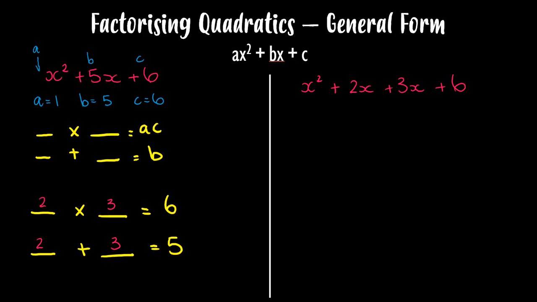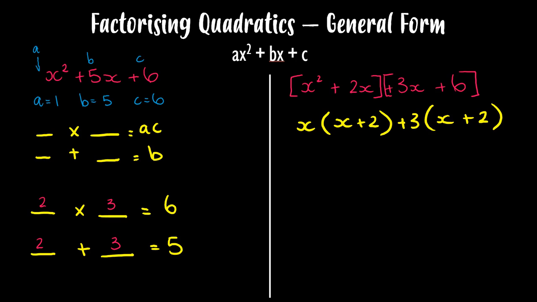What we do now is we take these two and these two, and we look for common factors. This one here has a common factor of x, so this becomes x outside of x plus 2. This one here has a common factor of 3, so plus 3 outside of x plus 2. If you've done this correctly, these will be the same. If you've made a mistake, these will be different. So that's one way of checking.